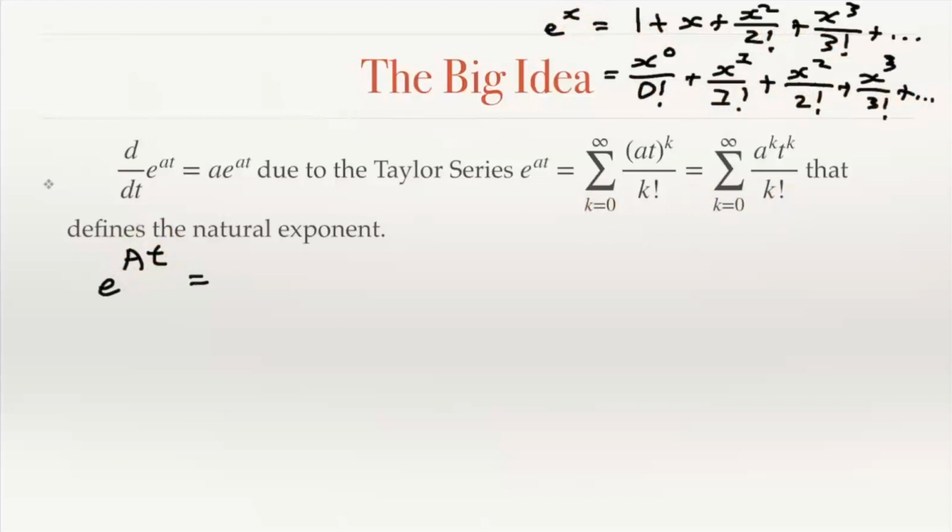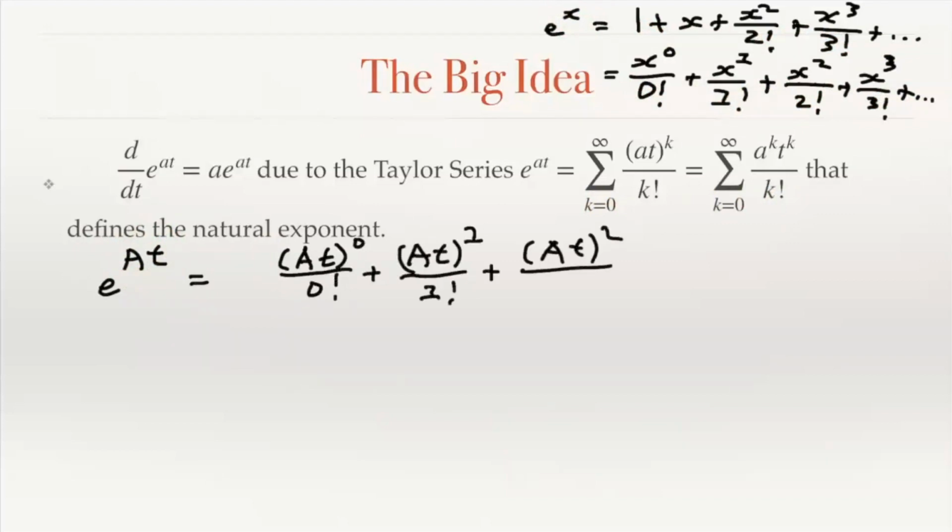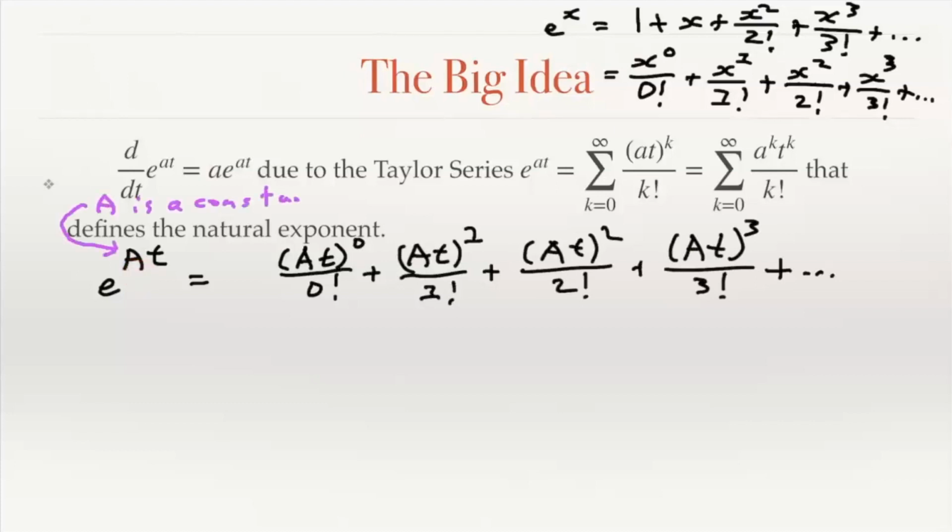So e to the At means At to the 0 over 0 factorial plus At to the 1 over 1 factorial plus At squared over 2 factorial, and so on. And remember that here A is an entire matrix. It's a matrix of constants. So this is why we introduce matrix powers. This would be the matrix A times itself, and then times t squared. And what we're interested in is what is the derivative of e to the At.